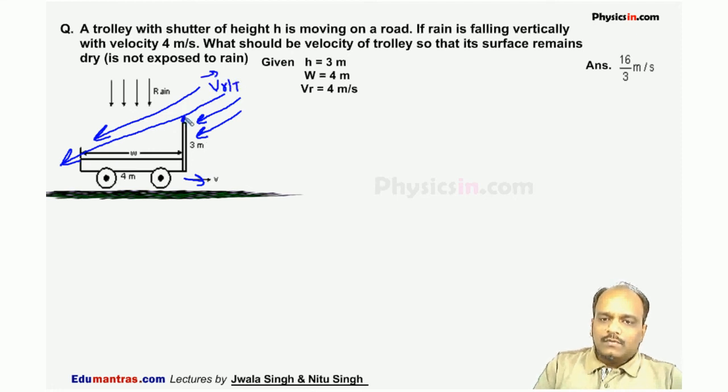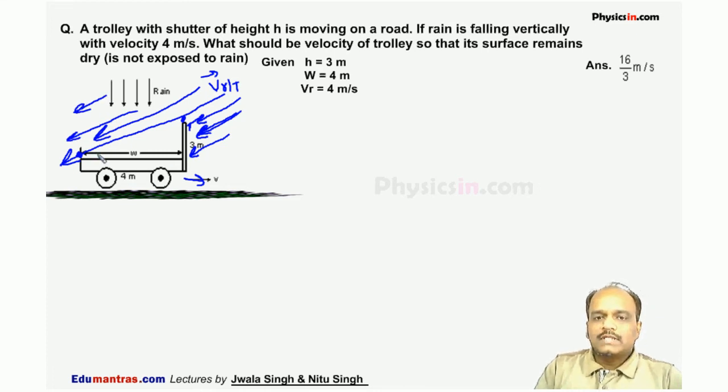If this rain strikes this point, then the trolley will remain dry, because the rain is not entering this trolley. All the rain on this side is not entering this trolley. So this is the velocity of rain with respect to trolley. Now let this angle be theta. So I think this angle is also theta. I can say tan theta is equal to 3 by 4. From here this is 3 meter and this is 4 meter, it is given in the figure. So tan theta is 3 by 4.